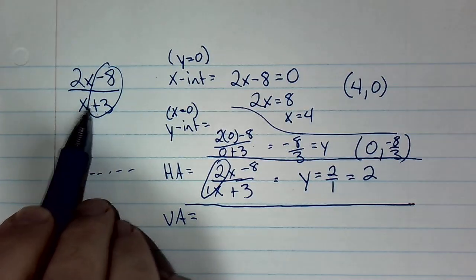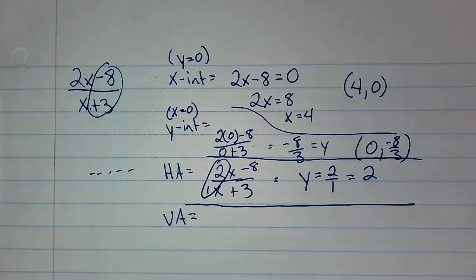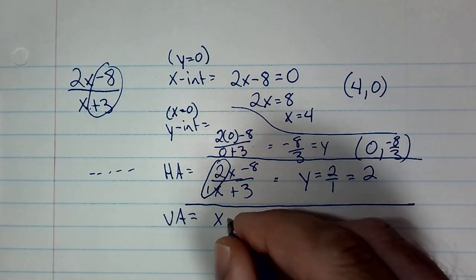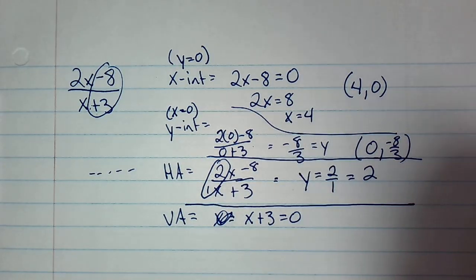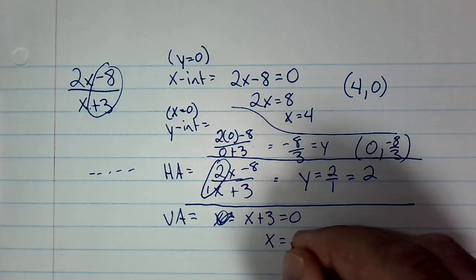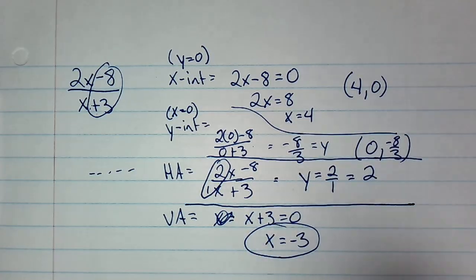Vertical asymptote, that's when the bottom is equal to 0, right? Because we can't divide by 0. So we set the bottom equal to 0, and then we solve. There we go.